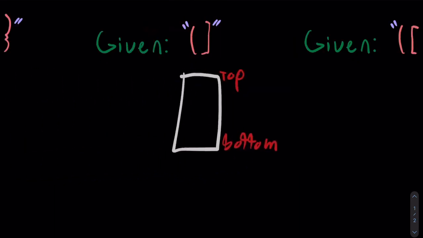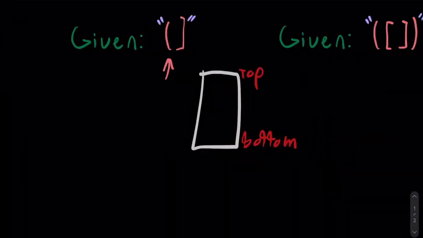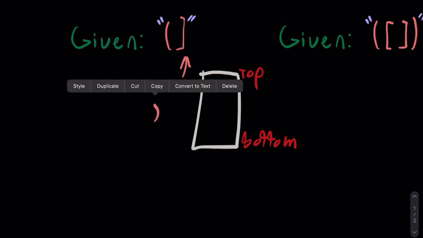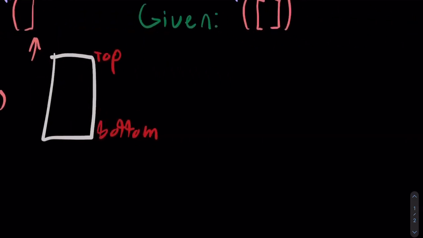On to the next example. Here we see an opening parentheses, so we're going to push a closing parentheses onto the stack and move forward. We see a closing bracket, and so we pop from the stack. Does this closing parentheses match a closing bracket? No, they don't, so we return false.